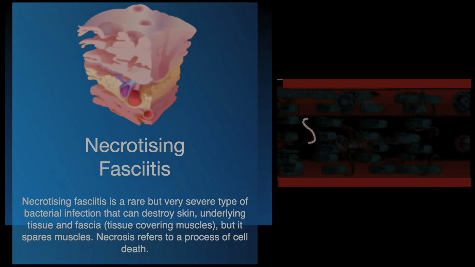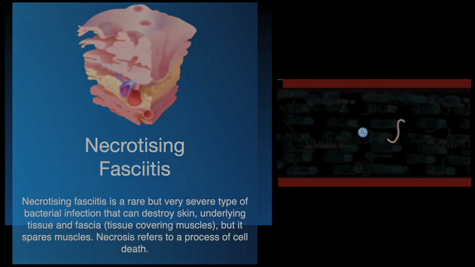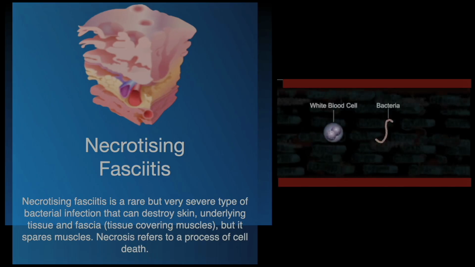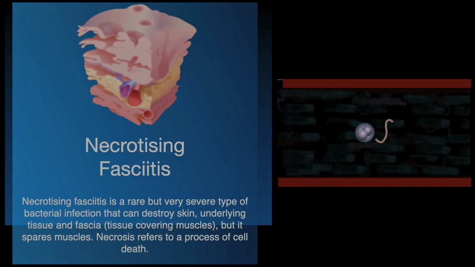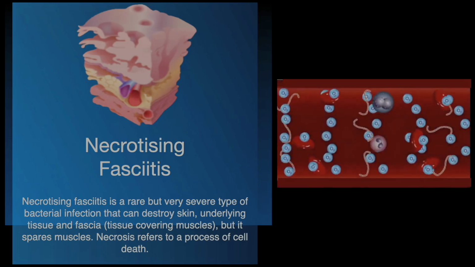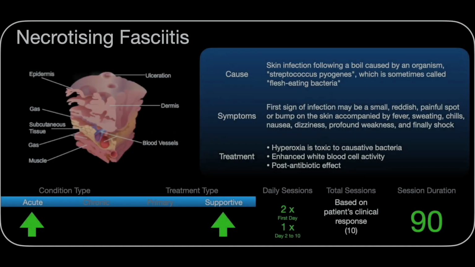Necrotizing fasciitis is a rare but severe type of bacterial infection that can destroy skin, underlying tissue, and fascia, but it spares muscles. Necrosis refers to the process of cell death that occurs because of this infection. Necrotizing fasciitis is an acute condition, and hyperbaric oxygen therapy is considered a supportive treatment modality.